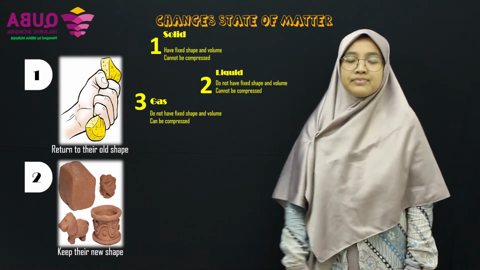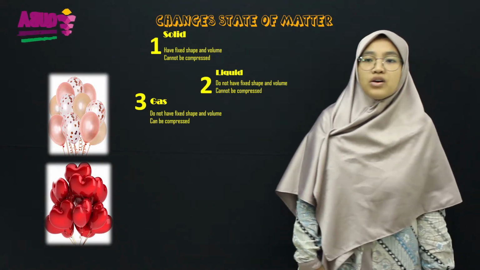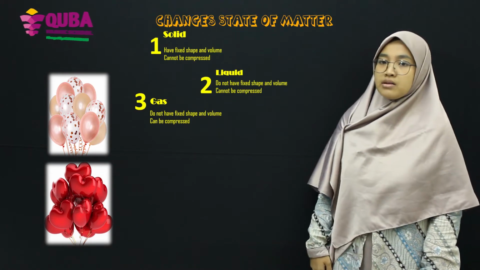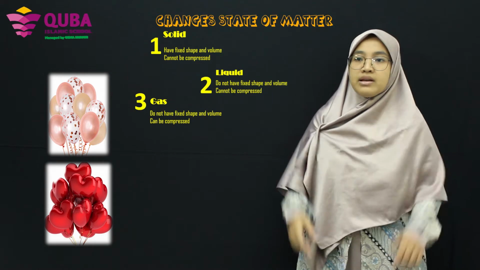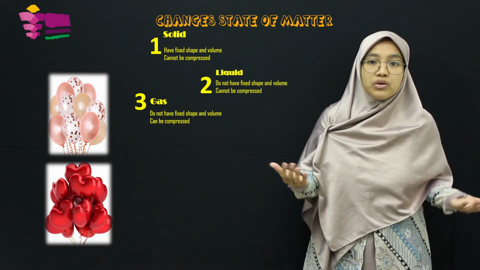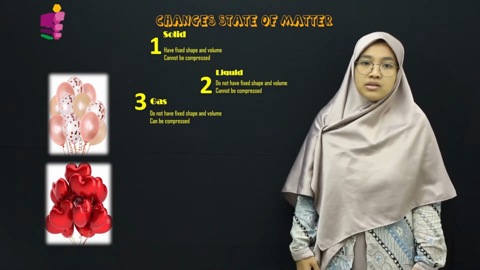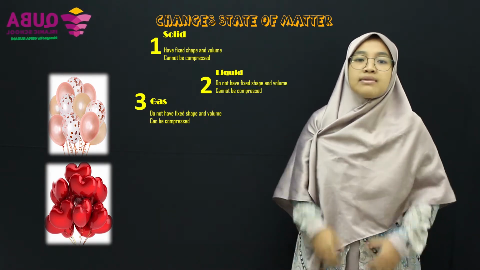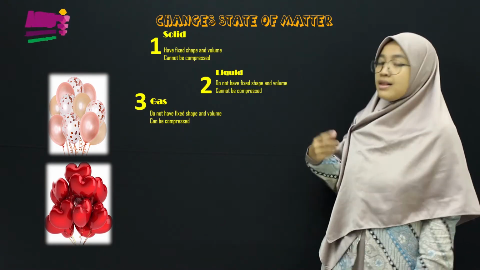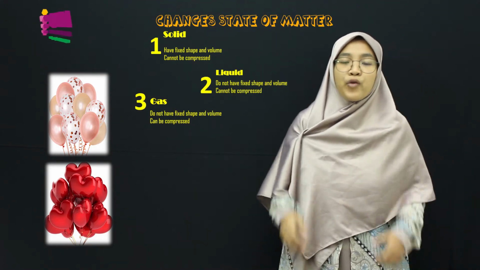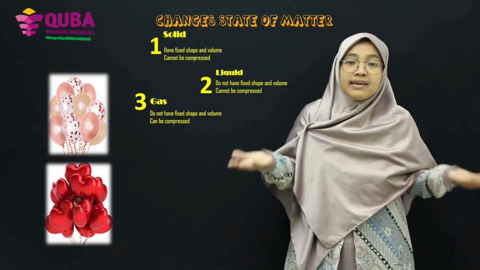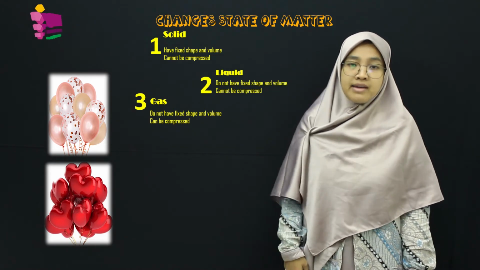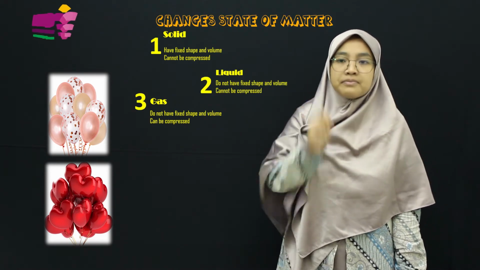So remember, gases can fill a container of any size or shape. I have two pictures. The first picture is a circle balloon and the second picture is a love balloon. When we fill the circle balloon, the gas makes the shape of the circle balloon. But if we fill the love balloon, the shape will be like the love balloon. Now it proves that gas doesn't have a fixed shape. Remember, gas doesn't have a fixed shape.